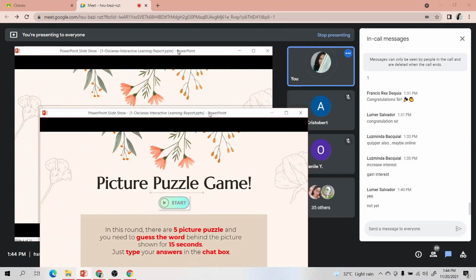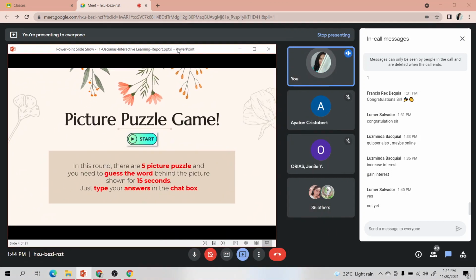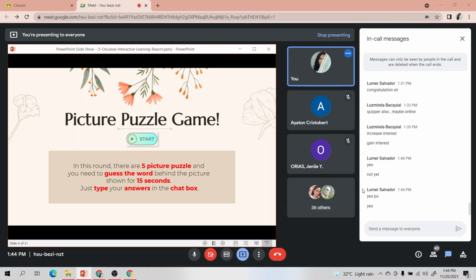Okay. So before that, let's have a game first. The title of the game is picture puzzle game. This is an easy game, so I hope everyone will participate. In this round, there are 5 picture puzzles and you need to guess the word behind the picture shown for 15 seconds. Just type your answers in the chat box. Am I understood? Can I have a yes? Okay, thank you, Sir Loomer.